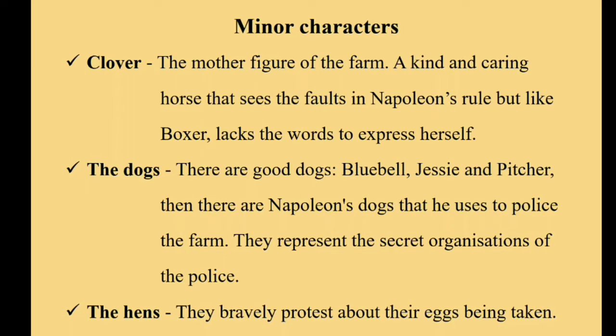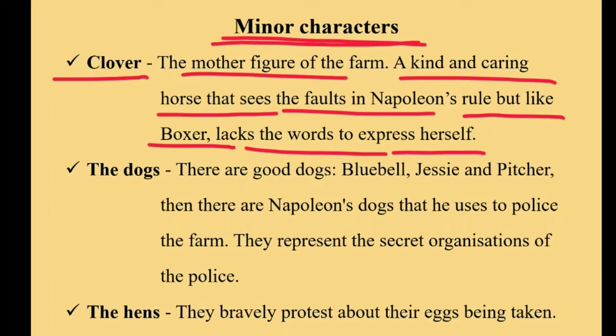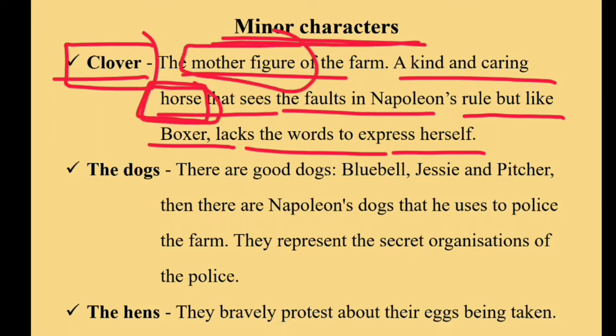Apart from these, we have minor characters to complete the novel. Those are Clover, the mother figure of the farm, a kind and caring horse that sees the faults in Napoleon's rules, but like Boxer, lacks the words to express herself. Here, in the question, you might get to write who is Clover. So here you have to mention Clover is a horse, okay, a motherly figure in the farm, who is able to understand the injustice which is done by Napoleon, but not able to express it.